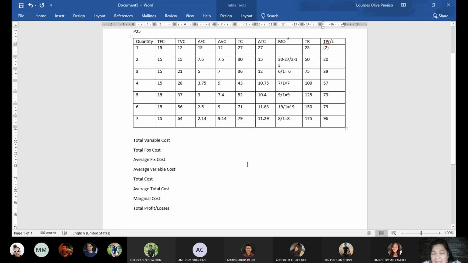Naintindihan niyo ba, class? Namuhunan siya ng 79. Yun ang cost of production niya sa 7 pares. Pero tumubo siya ng 96 pesos. Hindi ba more than 100% ang kinita niya? Ay kung ako, tubong lugaw siya, iko-continue ko yung negosyo.